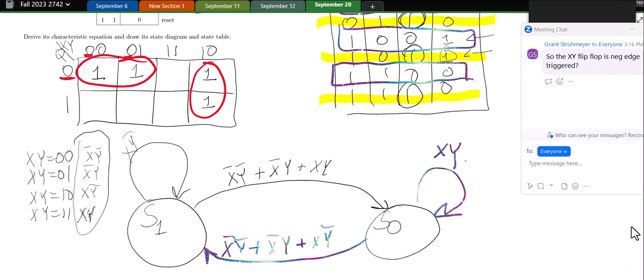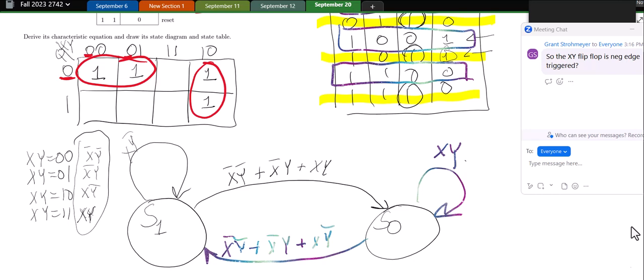So the XY flip-flop is negative edge triggered. No, so this is not saying anything about when this occurs. Negative edge triggered would mean that it happens when the clock goes from 1 to 0. But nothing that I've done here tells us whether this is positive edge triggered or negative edge triggered. This is talking about the inputs and not the clock. So that's a really good observation. This is talking about just when the inputs change.